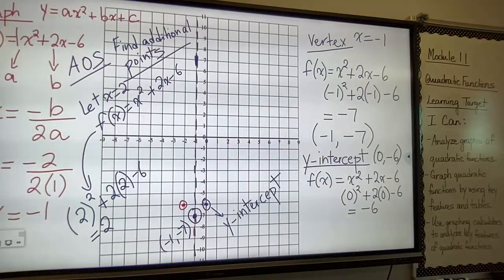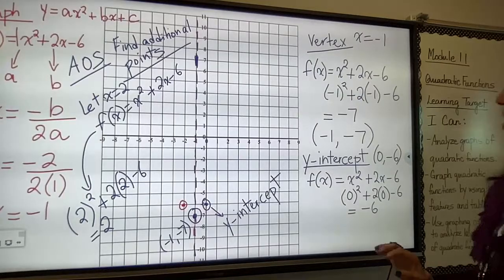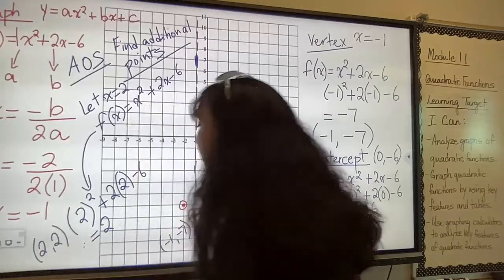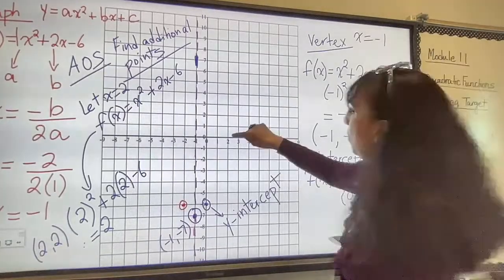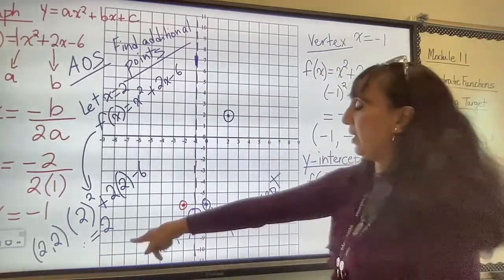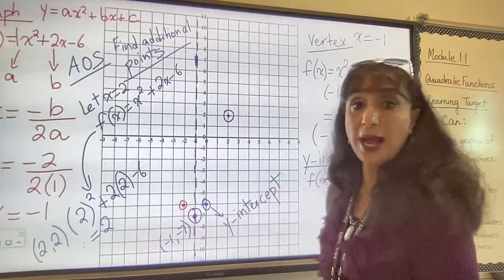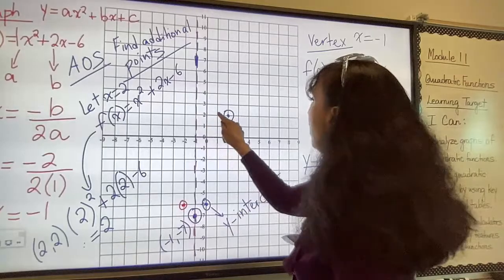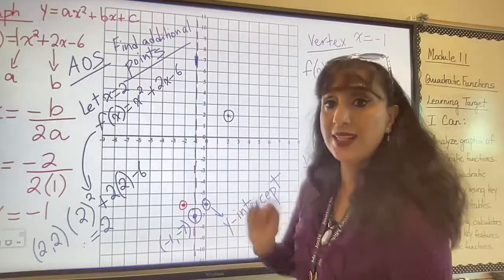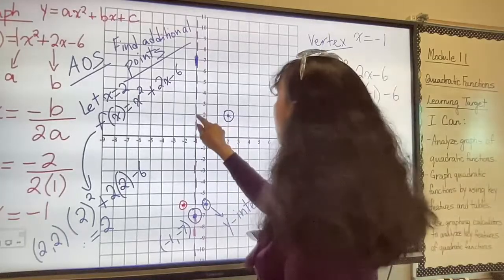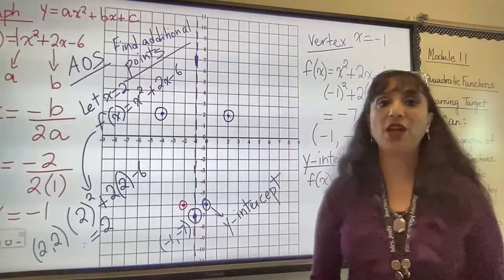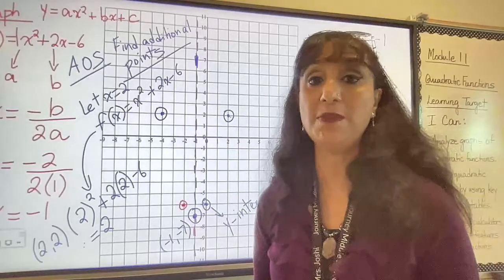Okay, so now I have found this additional point. When x is 2, my y is 2. So that is my ordered pair. So I'm going to go to 2 and 2. So here is the ordered pair for 2. When x is 2, y is 2, and that's what I just calculated. Since this is 1, 2, 3 away from the axis of symmetry, I'm going to do the same thing on the other side. So look, from here I'm going to go 1, 2, 3, because the parabola is symmetric across the axis of symmetry.